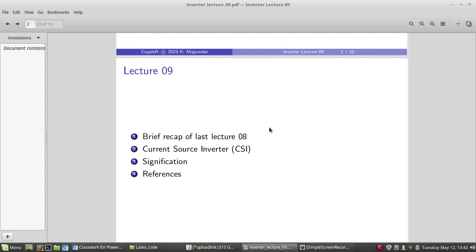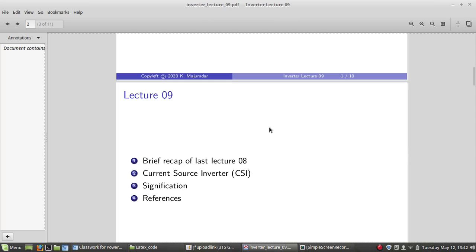So the first question is: what have we learned in the last lecture? In the last lecture we talked about the 3-phase VSI, where we discussed the switching strategy for 120-degree conduction and its switching patterns, waveforms, output, mathematical derivations, and a comparative study between 120-degree and 180-degree.